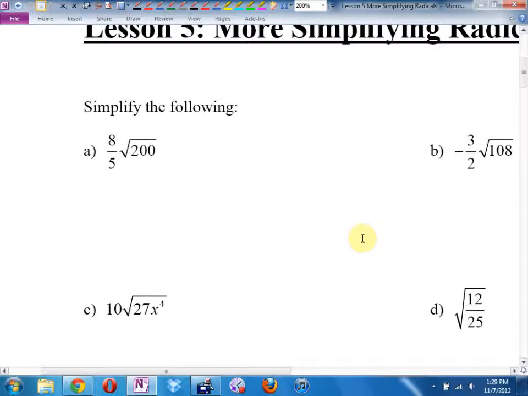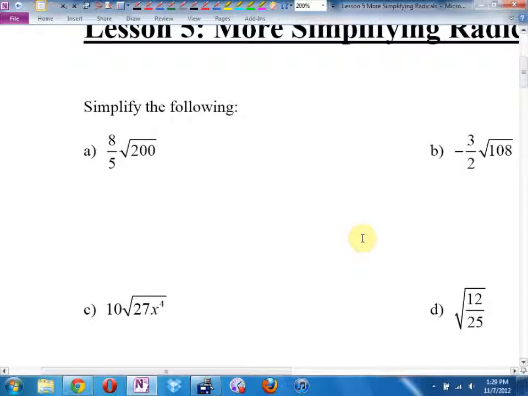So lesson 5, more simplifying radicals. This is going to be basically a summary of what we've done the past few days, but yucky, weird ones, so that you can say, well, what if they gave me one of these? Oh, it fits into what I know already. What if they asked me to simplify 8 over 5 root 200?